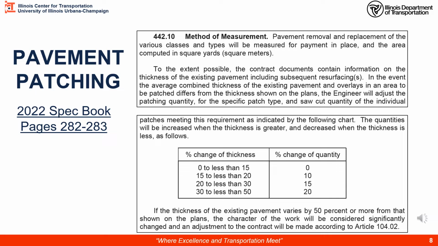Very important. You calculate this change in thickness. It is actual minus plan divided by plan. That gives us our number, but we have to go to this column right here to get our actual change in quantity. Don't use the change in thickness as our change in quantity. It's a sliding scale based on this chart.